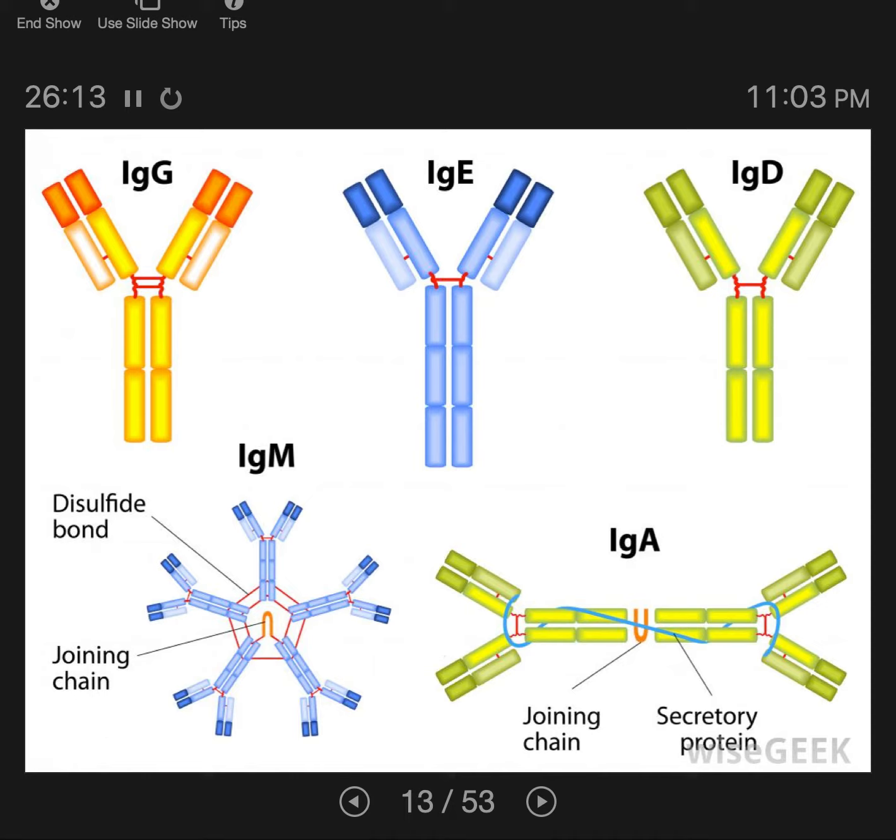Some you're going to find in your gut more often. Some you're going to find in bodily excretions like saliva or breast milk. I am not going to make you memorize that. It's easy to look up. I just want you to notice that these are different, and the different shapes.